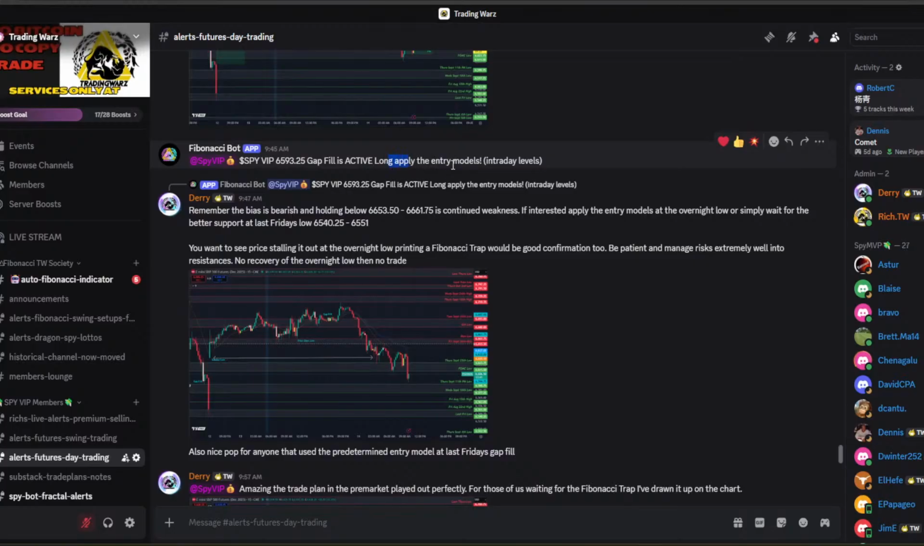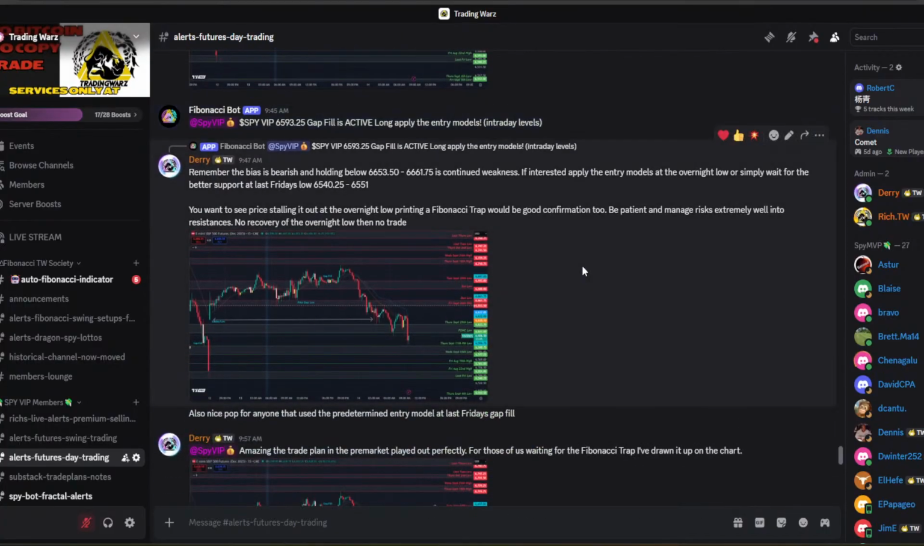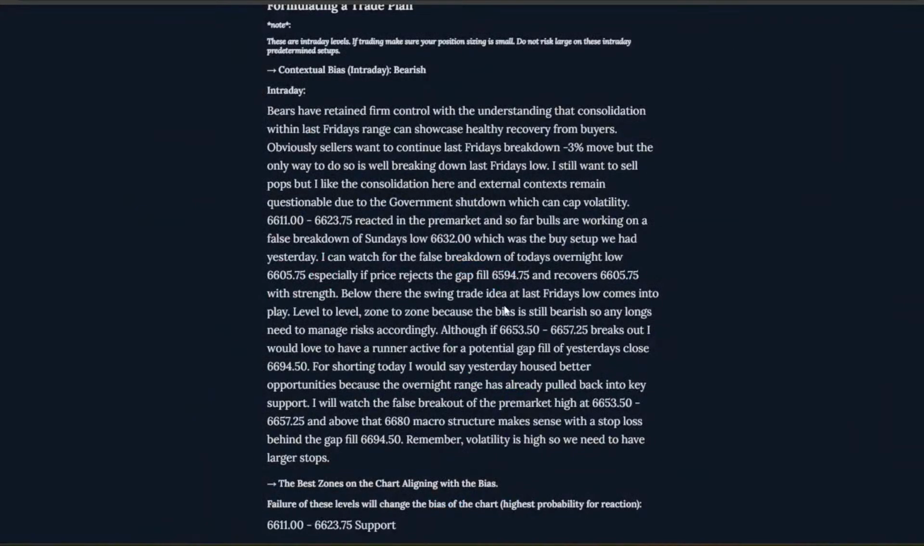Apply the entry models, right? And these are intraday levels. Last Friday's low would be the macro level of support. In this case, we want to take advantage of the overnight low false breakdown. That's what we talked about in the trade plan. We want to see price action reject the gap fill 65.94.75 and then recover 66.05.75 with strength, right? We cannot see 66.05 become resistance. We have to recover above.